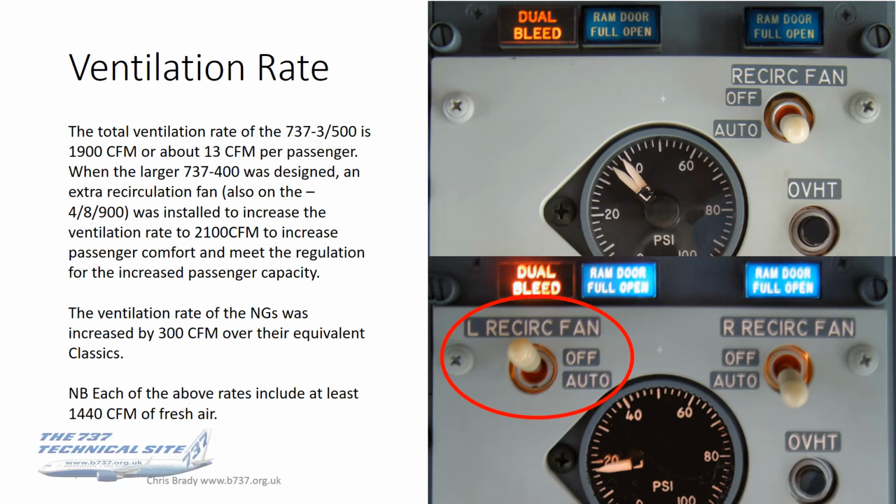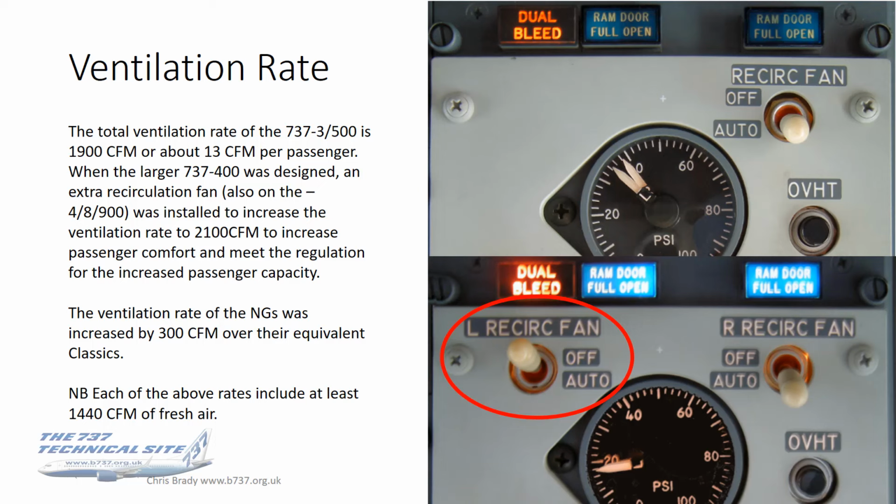So the total ventilation rate of the short body classics is about 1900 cubic feet per minute, or 13 cubic feet per minute per passenger. I think from memory on the originals it was about 1600 cubic feet per minute. Now, when the larger 400 was designed, an extra recirc fan, which has since carried over to the 800 and 900, was installed to increase the ventilation rate to 2100 cubic feet per minute, and this was to increase passenger comfort and help meet the regulation for increased passenger capacity.